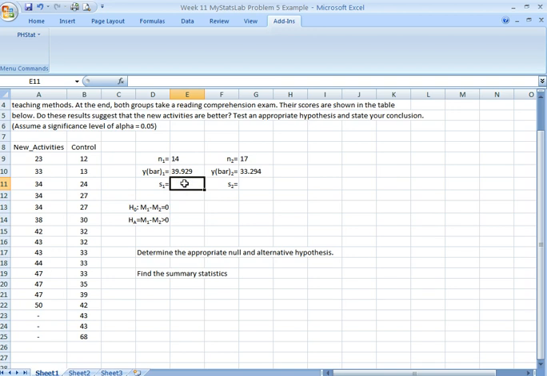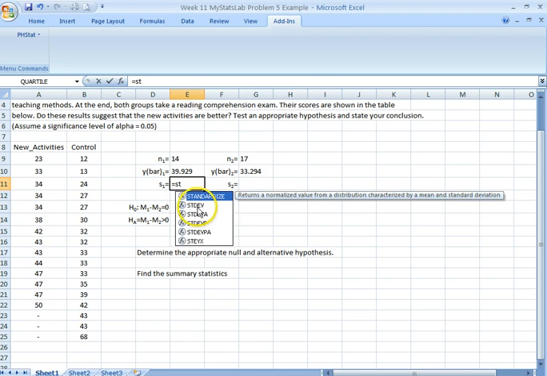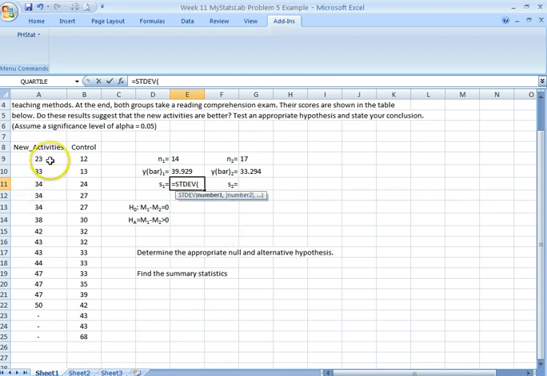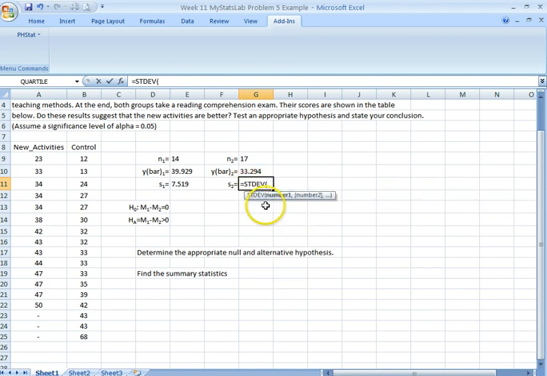Now we'll also need our standard deviation. Again, Excel will do that for us. We'll say equals, start typing standard deviation. There it is, STDEV. I'm going to double click, and we'll do the same thing. We'll highlight our data for the first group, enter. Do it one more time, equals ST. There it is. Highlight this group, hit enter, and there we have it. We have all of our summary statistics that we need to get started.